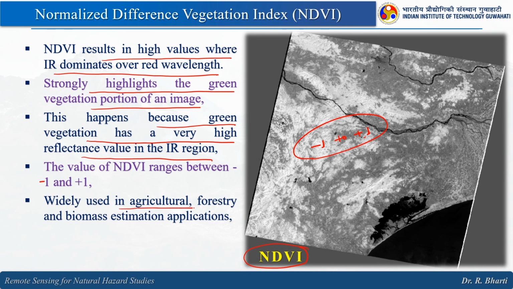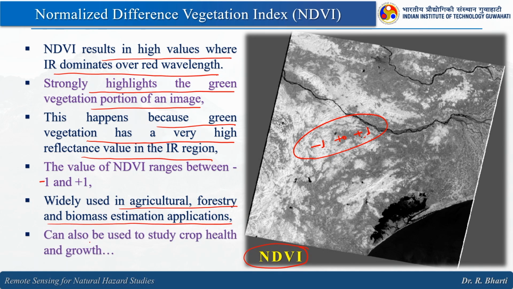It is widely used in agriculture, forestry and biomass estimation applications, and it can also be used to study crop health and growth. Why? Because of this characteristic absorption feature which we get in the red region, and in IR we have this high reflectance. So, these represent the health of the vegetation. So, what happens when we have this kind of a spectra?